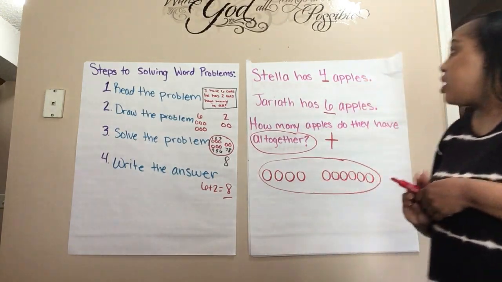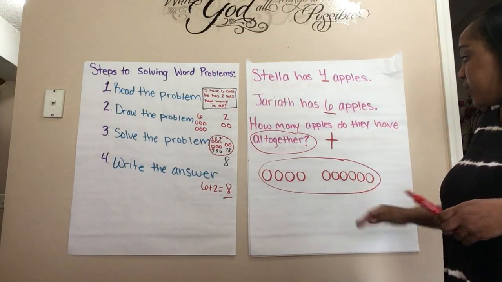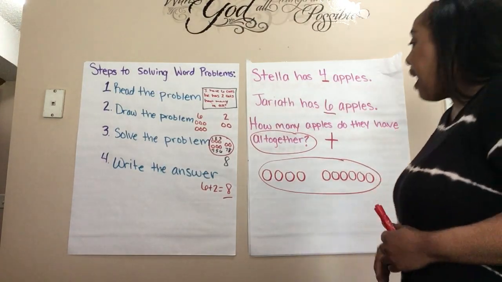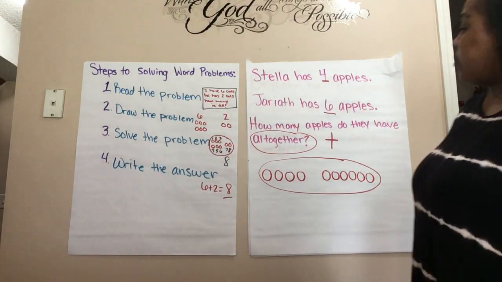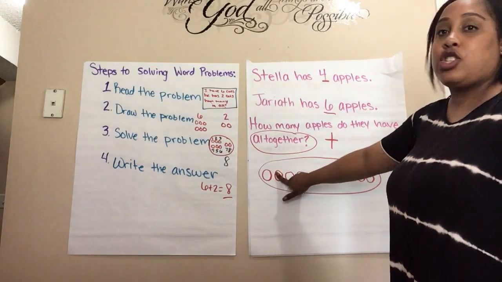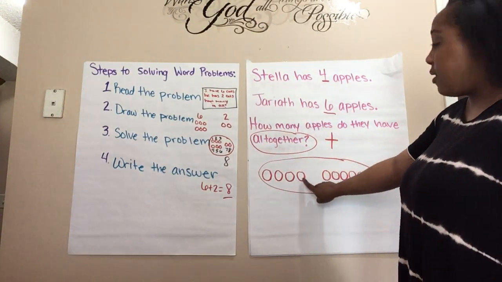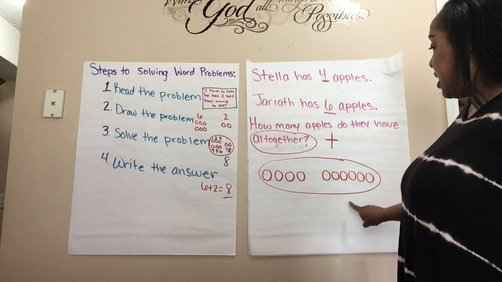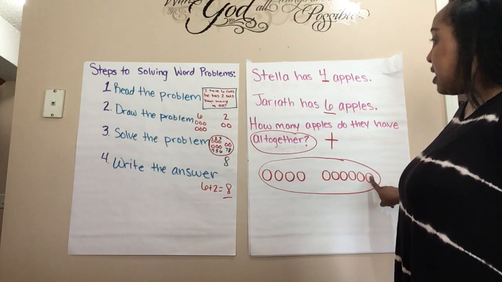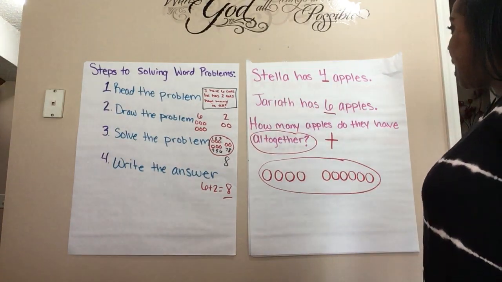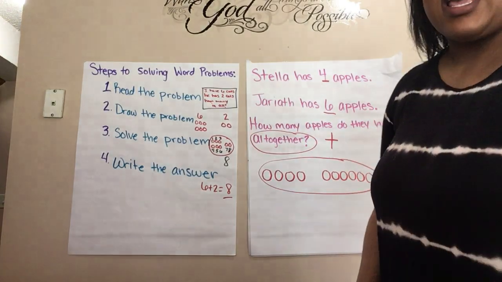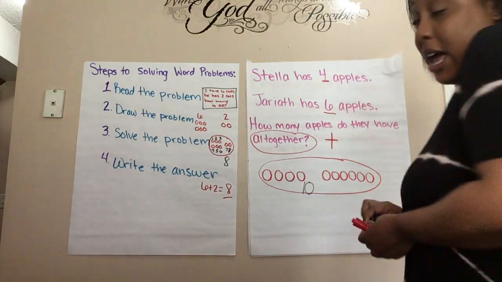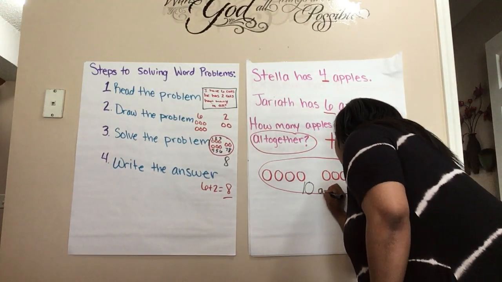Now we want to know how many apples they have all together. Stella has 4, Goliath has 6. It's going to be like what we did with the balloons. We want to know all together, so we're going to count them. Help me touch and count. 1, 2, 3, 4, 5, 6, 7, 8, 9, 10. How many apples do Stella and Goliath have? They have 10. Let's write the word apples. 10 apples.